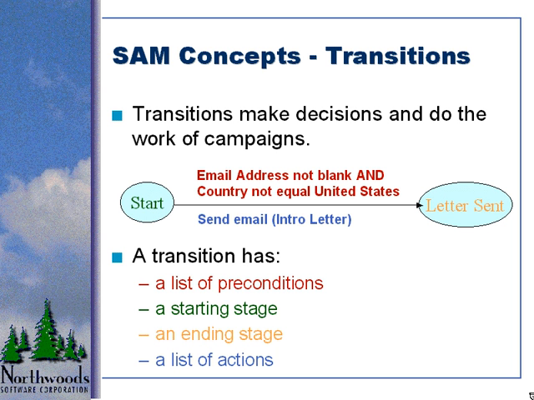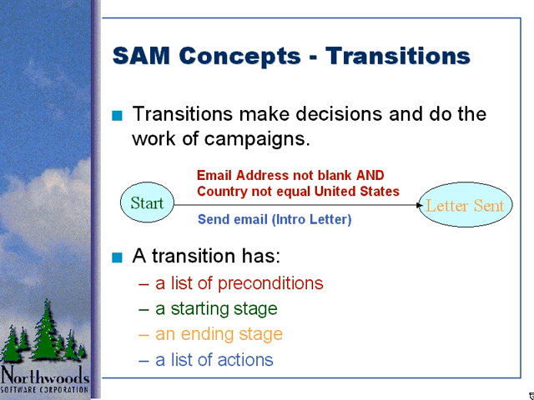So in this example, the transition has really four things. It has a starting stage and an ending stage, where it goes from and to in terms of the state that the contact is in, the stage that they're in. It has a list of preconditions and a list of actions. The preconditions are the things that must be true for the transition to fire, and the actions are the things that happen.